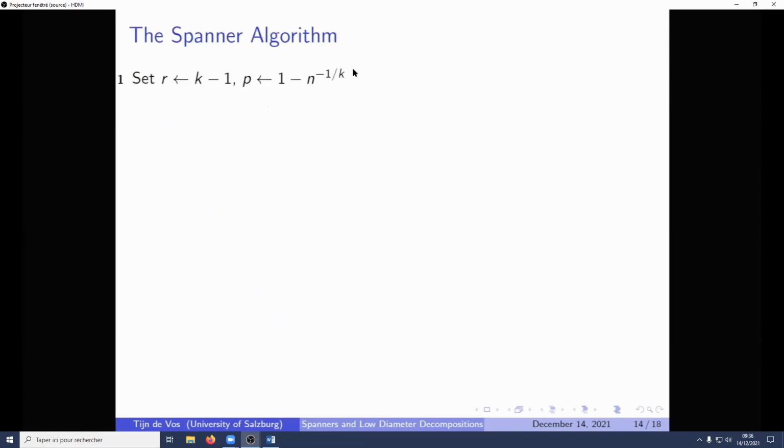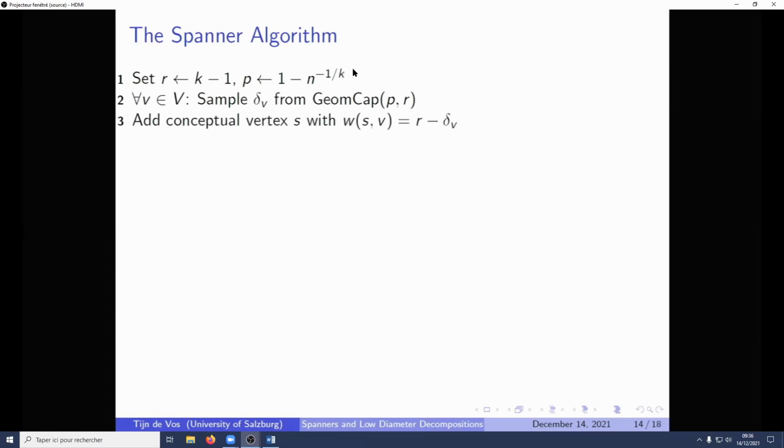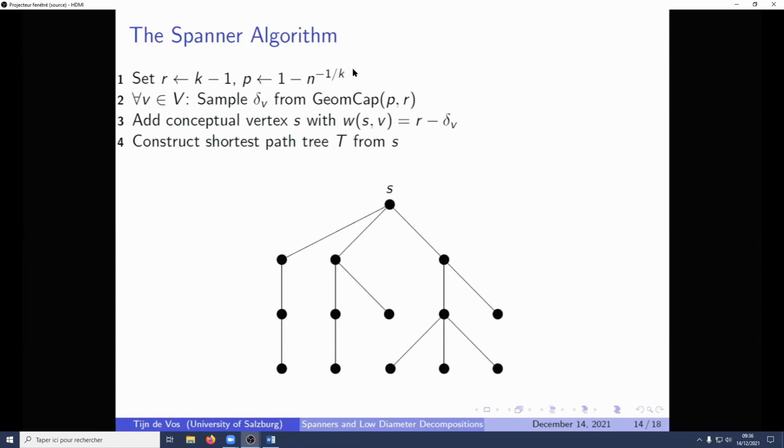All right. Let's go to the spanner algorithm as it is for the CONGEST model. We set R to k minus 1. I've said that before. Our radius is going to be k minus 1. And P is our control probability. Each vertex locally samples delta V, so they can do their random delay. And I'm going to give you a slightly different view, which I think is easier to grasp. We add a conceptual vertex S, where we set the delay as the distance. So that looks like this. We have S, and then we have here the distances.